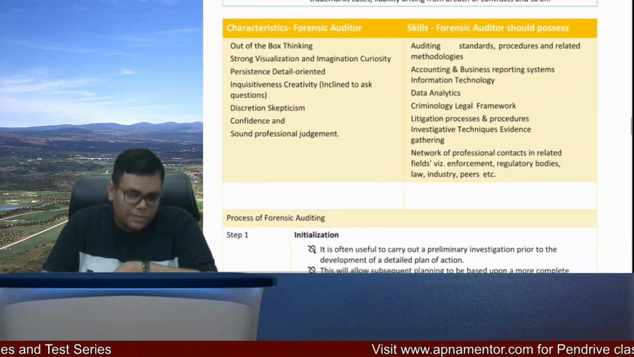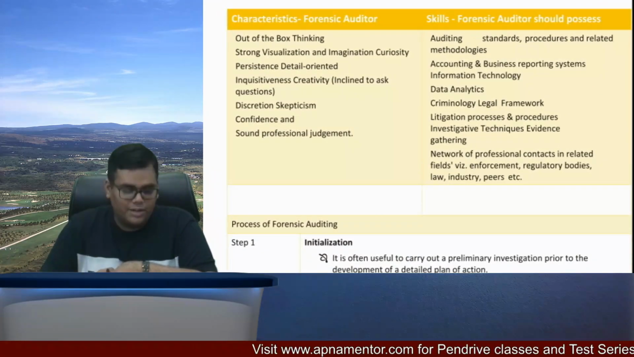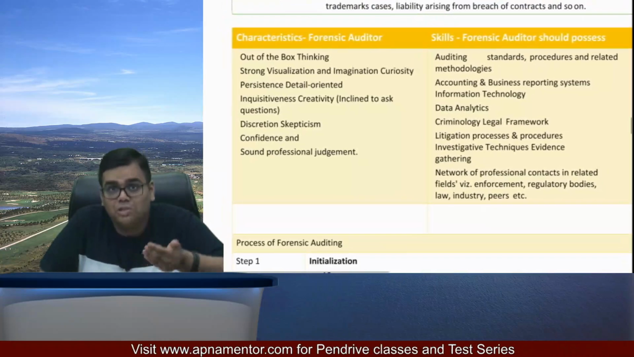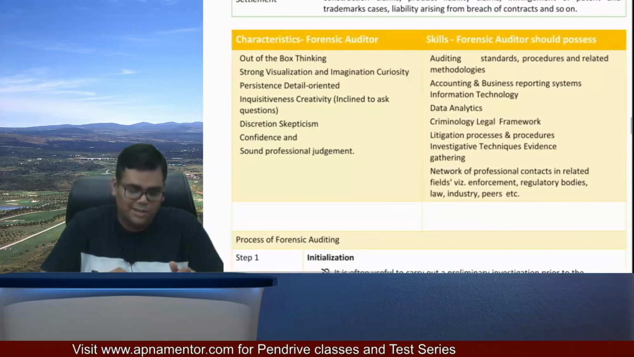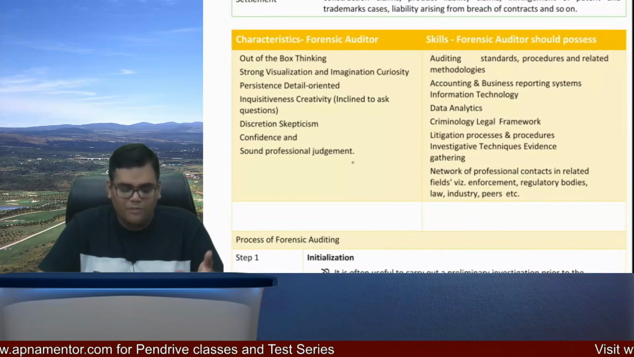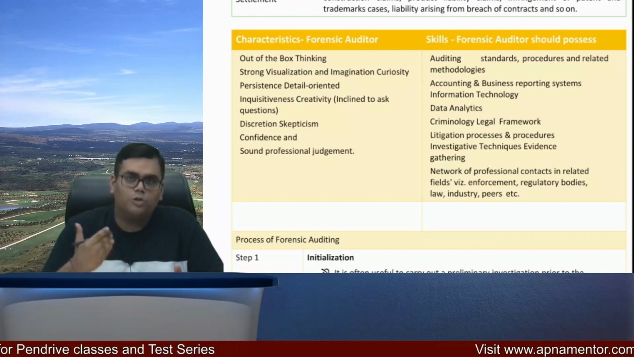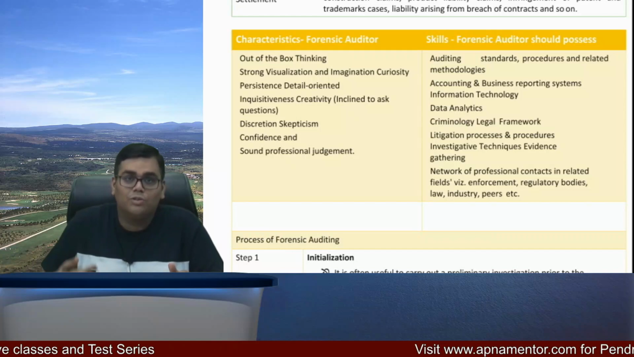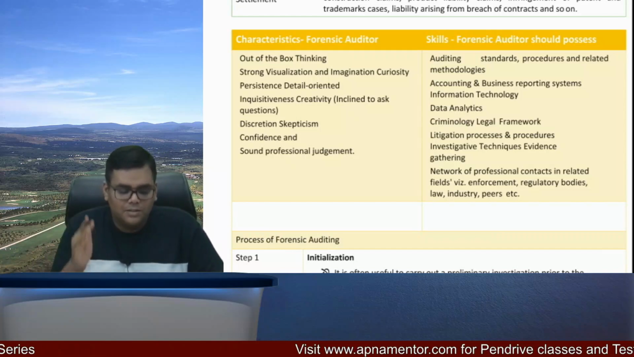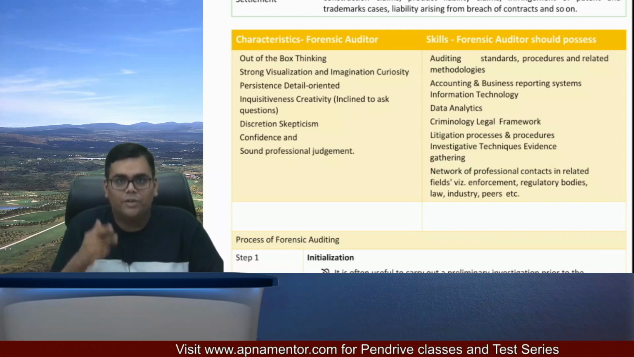Then also we have inquisitiveness, creativity, right? That is, you should be inclined and ready to ask questions. Discretion, skepticism, confidence, sound professional judgment. Your professional judgment should be very, very good. Right? You should be curious to ask as many questions as possible to the right person, identifying the right individual. Out of box thinking, strong creativity, strong imagination, persistence, detail oriented.